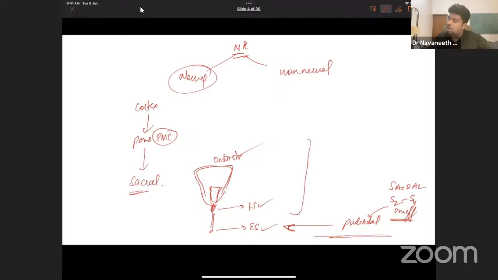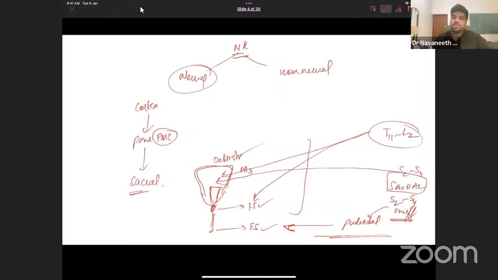If I have to draw the autonomic, again from the sacral cord, S2 to S4, there is parasympathetic outflow. This parasympathetic outflow goes to the detrusor, and the receptor is M3, which is muscarinic 3. Then you have T11 to L2, the thoracolumbar outflow. I told you thoracolumbar outflow is basically sympathetic in nature. This sympathetic outflow goes to the detrusor and to the internal sphincter. The internal sphincter receives input only from the sympathetic nerve. This is via alpha 1, and this is via beta 3. That's very important for you to understand.